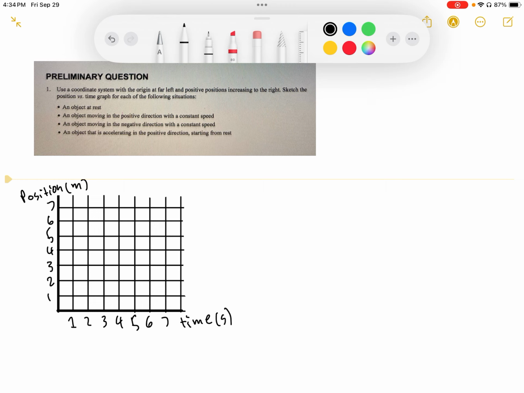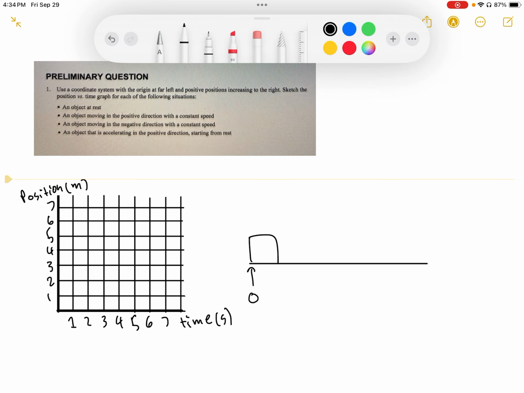So our first thing here says an object at rest. So if I have a thing on a table and I get my clock out and I want to see where this thing is every second. Let's make it even simpler than a table. Let's just look at the ground here. Let's call this point 0. This is our position of 0. And we have a box sitting on the ground here.